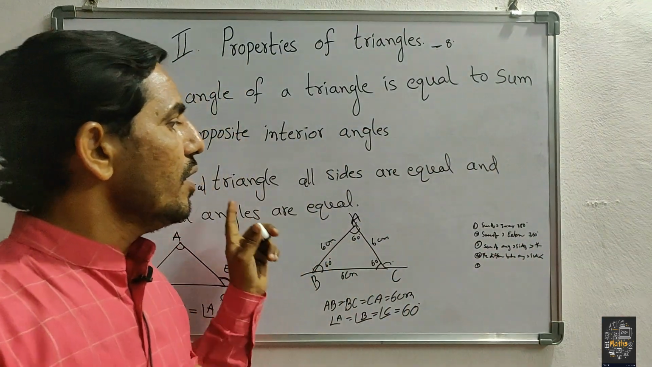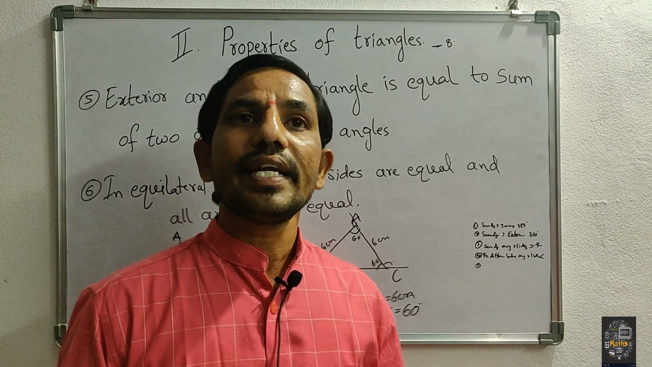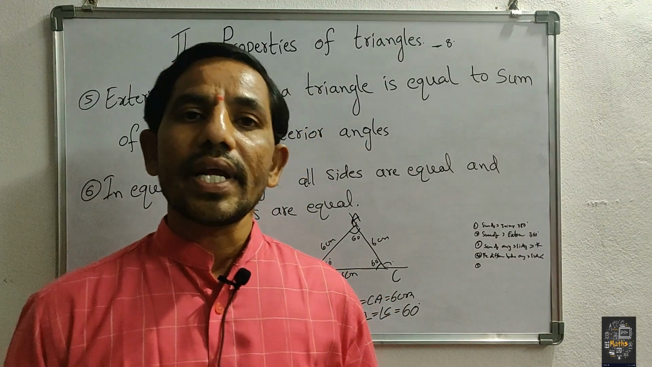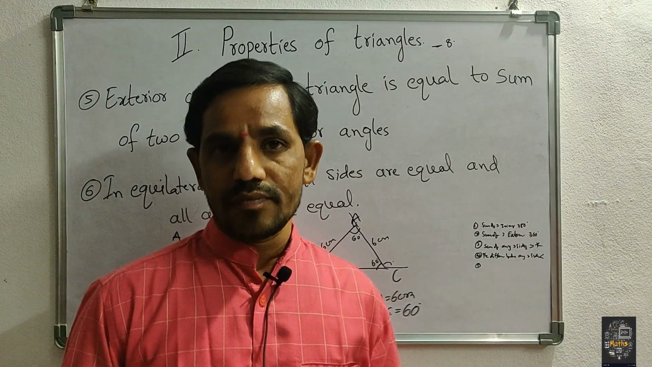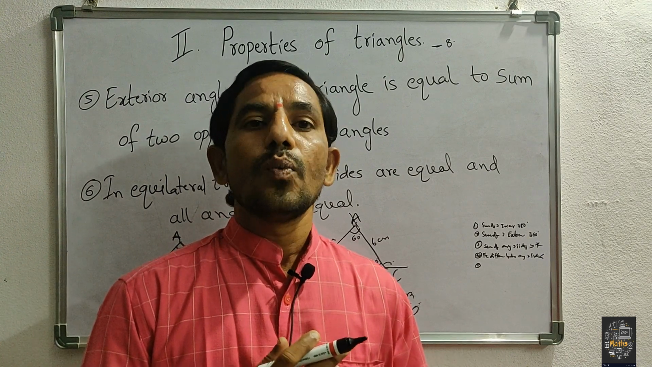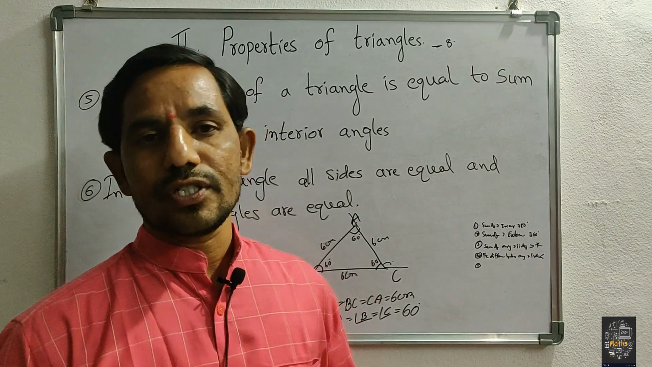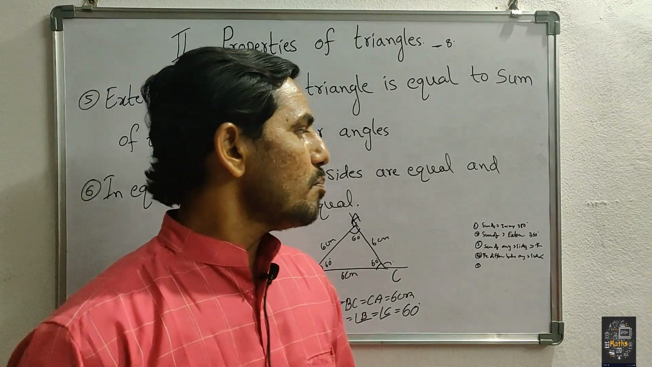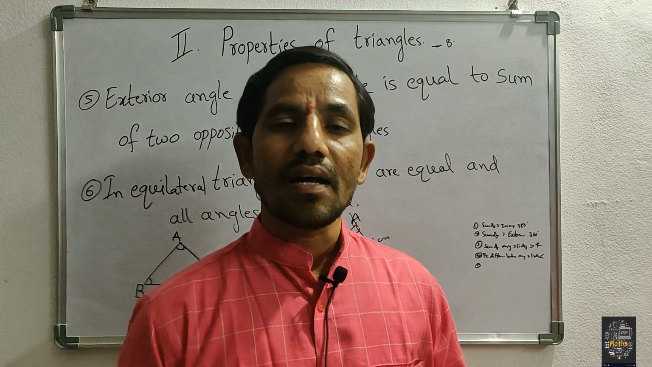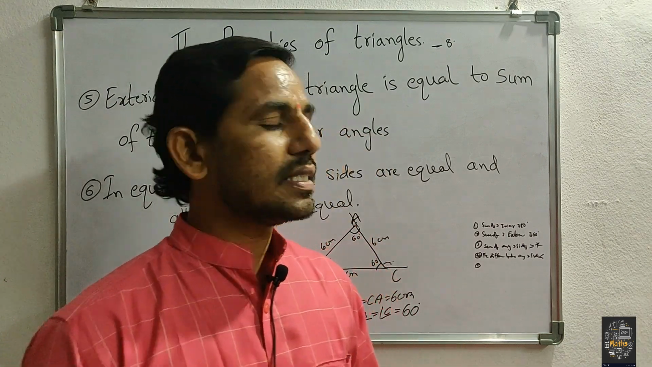Next, once again I will repeat the properties. First one, sum of three interior angles of a triangle is 180 degrees or two right angles or one straight angle. This is the first one. Second one, sum of three exterior angles of a triangle is 360 degrees or four right angles or two straight angles. That is the second one.